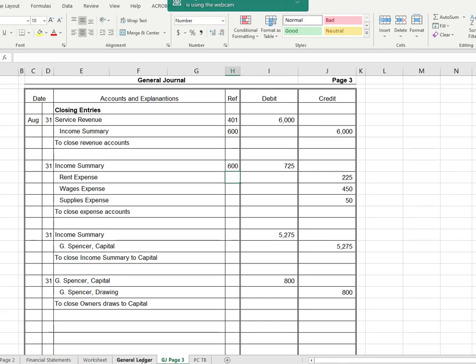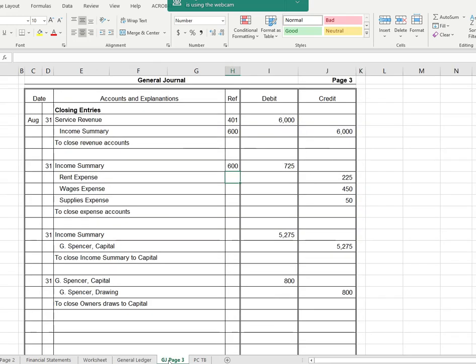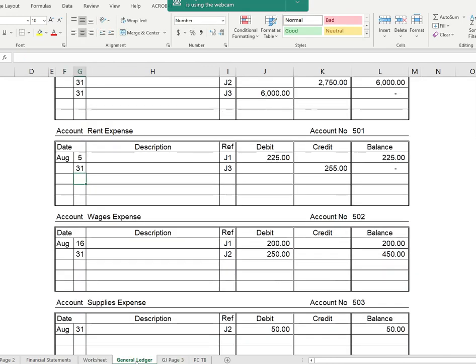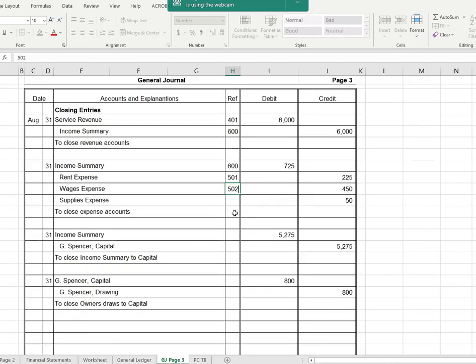All right, next I have my rent expense. So this is going to be the 31st. It's J3. I'm going to credit this for $225, so I have a 0 balance. That's account 501. So I'm going to do 501. Next I have my wages expense. So I'll go over here. And I'm going to do the 31st again. J3. 450, that gives me a 0 balance. This is account 502. Do 502.